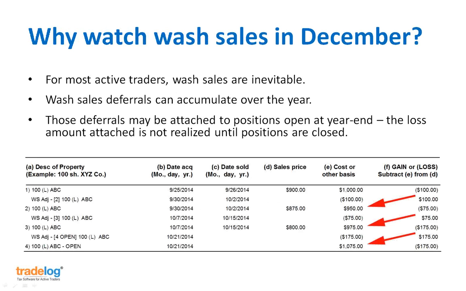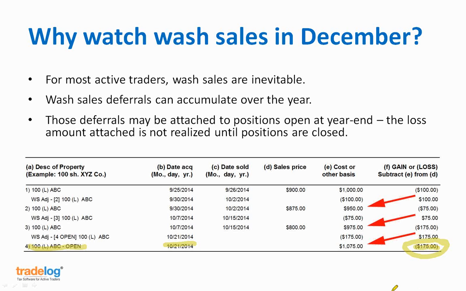So the end result that I'll highlight here with my highlighter is that we have $175 in wash sale losses that are attached to 100 shares that are currently open. These were purchased October 21st. So the wash sales have accumulated over the course of just a few trades. We have $175. That loss amount is attached to this open position. And until this position is closed, I'll not be able to take that $175 loss.